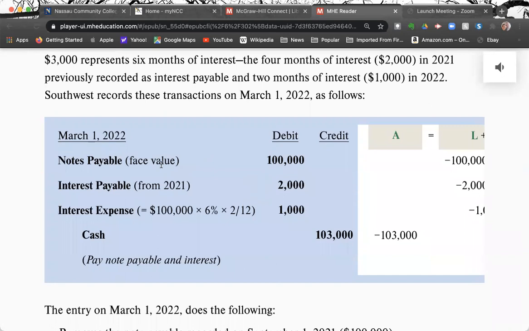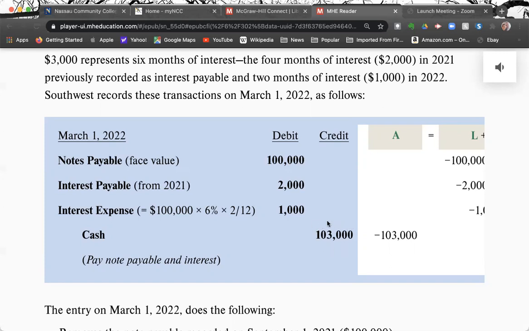So here we go. Here's the entry that we're going to make on March 1st. Now remember, think about what you're doing. You're paying back the $100,000 plus $3,000 of interest. So the debit to notes payable is always for the face value, the amount that was borrowed. Debit notes payable, why is it a debit? Because after you pay it, the liability goes away. Remember your basic debit and credit rules. Liabilities are increased with credits and they're decreased with debits, right? So that's a debit to notes payable.